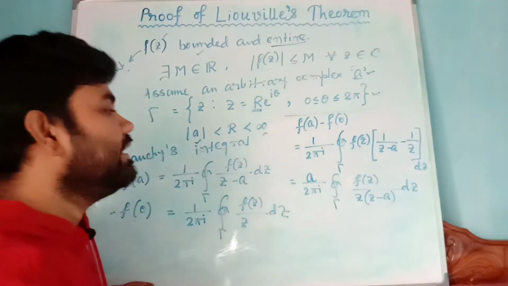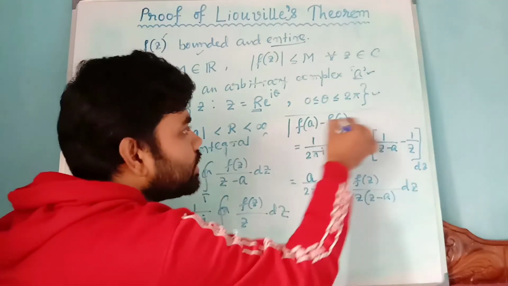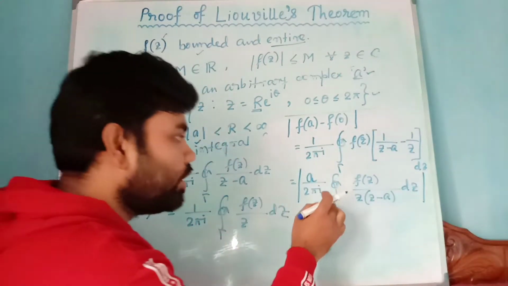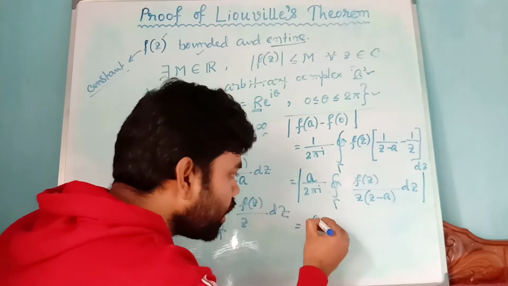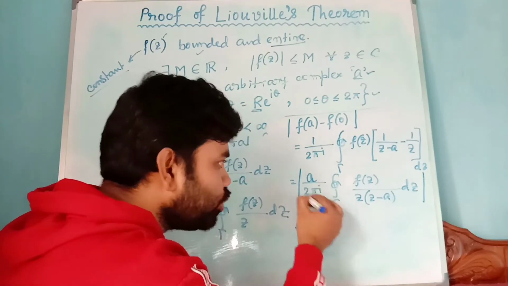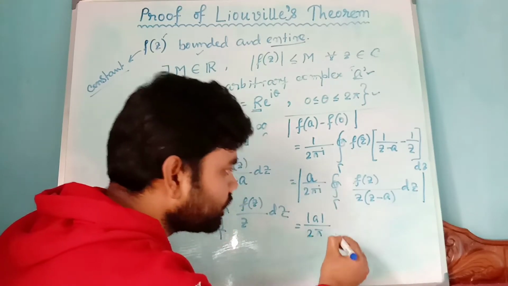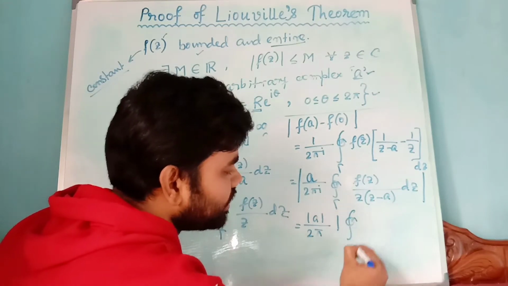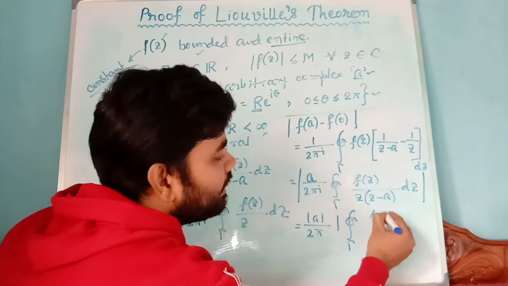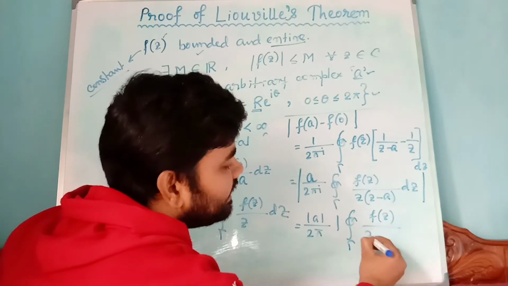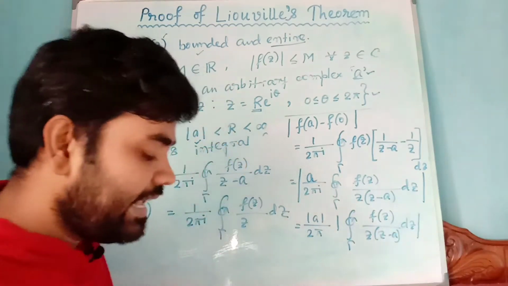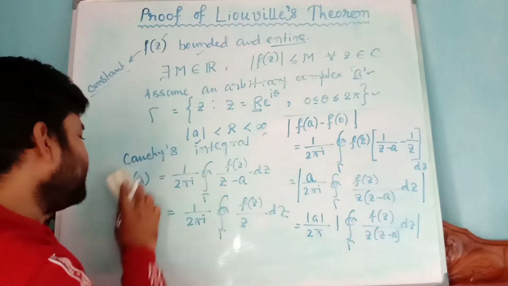Okay, now if we take the modulus of this, then we will have this equal to modulus of this. Now modulus of this means what? Mod of a in the numerator, and 2 pi i mod means 2 pi. And we will have mod of this integration over gamma f(z) divided by z into z minus a. Now if we remember Darboux's inequality, what does the inequality say?